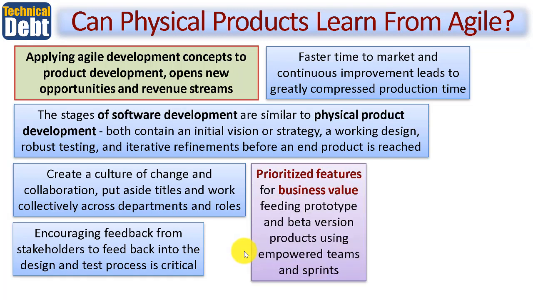So what you're looking for here is prioritised features. There's our product backlog, if you will, prioritised in terms of business value. And these ideas and approaches will not only help to eliminate technical debt, will be feeding prototype and beta version products using empowered teams and the use of Agile sprints.